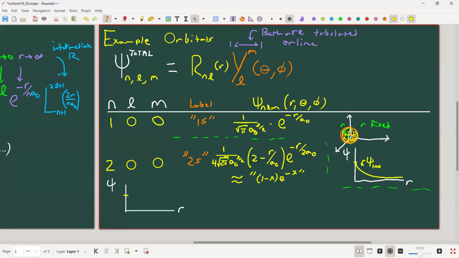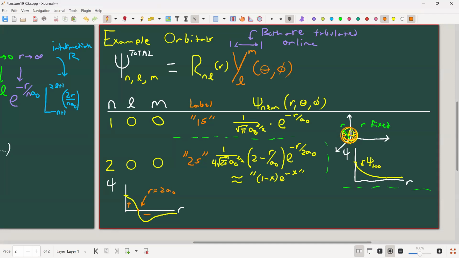And then when you get to r over a naught equal to 2, it goes the other way, like this. It changes sign. It goes to 0 where r over a naught is equal to 2. It goes negative, and then eventually it decays as the exponential term gets smaller. So you have a change of sign here where r is equal to 2a naught, a positive sign here and a negative sign everywhere else.